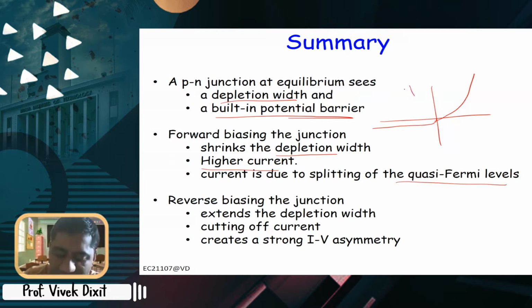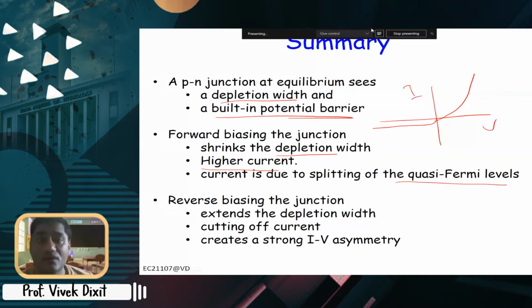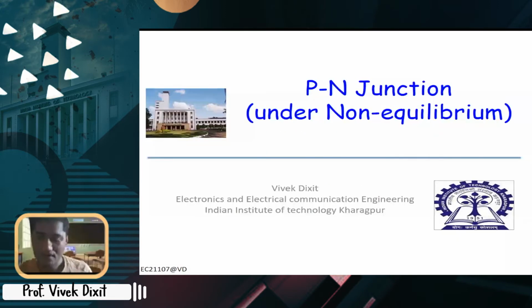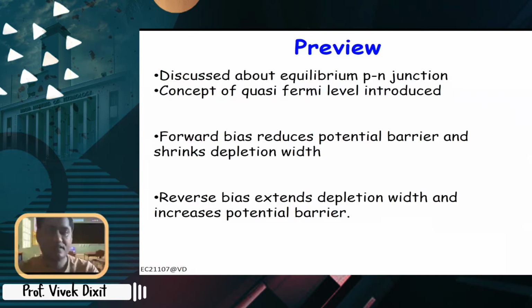So you have a symmetrical IV curve. So with this, I close this chapter. So let's look at the preview. We have discussed the equilibrium PN junction concept. All of you know about the quasi Fermi levels also. Then we also found out that forward bias reduces the potential barrier. It shrinks the depletion width, and reverse bias does the opposite for both of them.